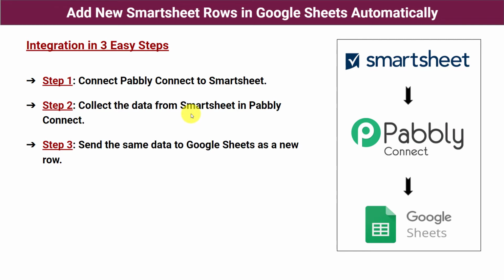Step 2 is collect the data from Smartsheet in Pabbly Connect. So in the second step, we'll bring the data from our Smartsheet to here in Pabbly Connect. And the third and final step is send the same data to Google Sheets as a new row, right? So the data we have collected here in Pabbly Connect, we are going to deliver here in Google Sheets as a new row. Now, first of all, let's switch back to our step 1 and open Pabbly Connect.